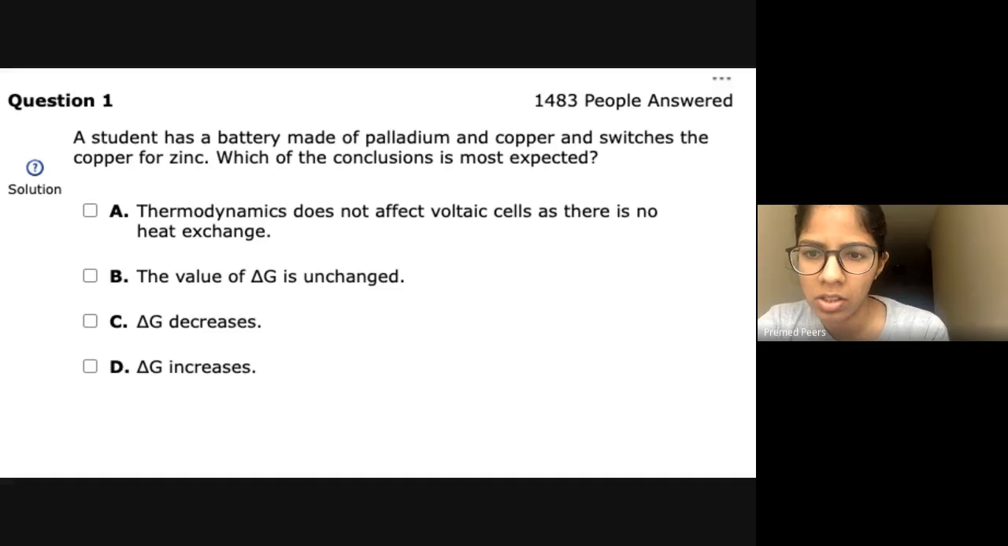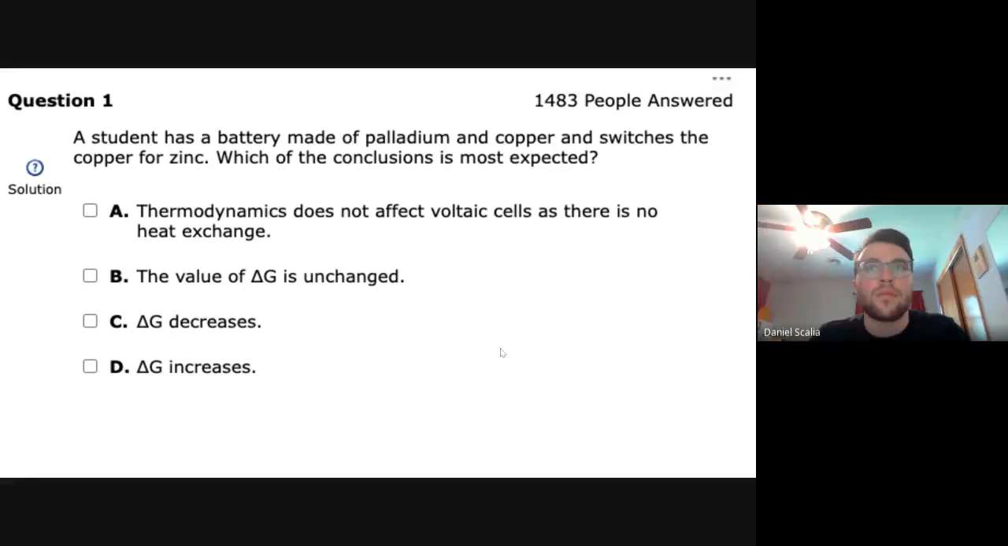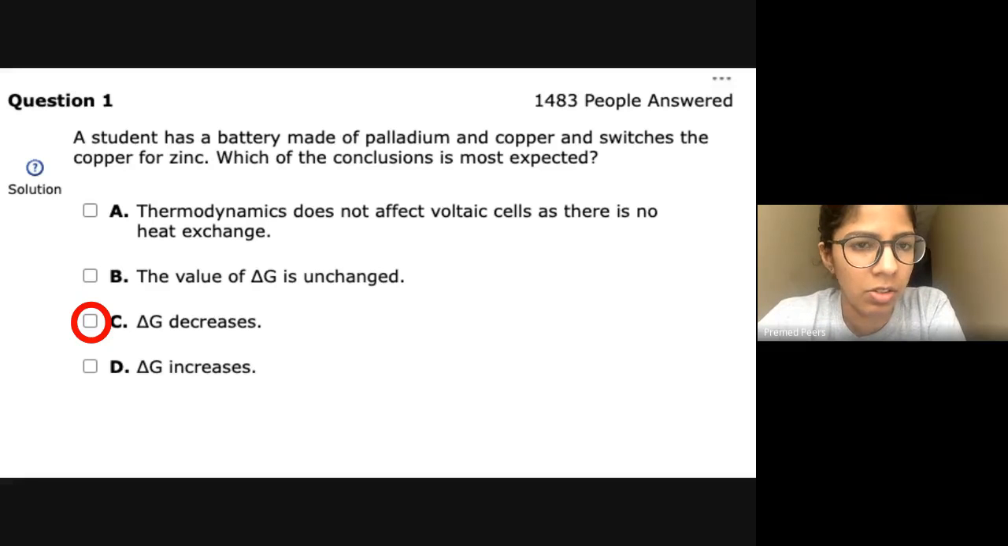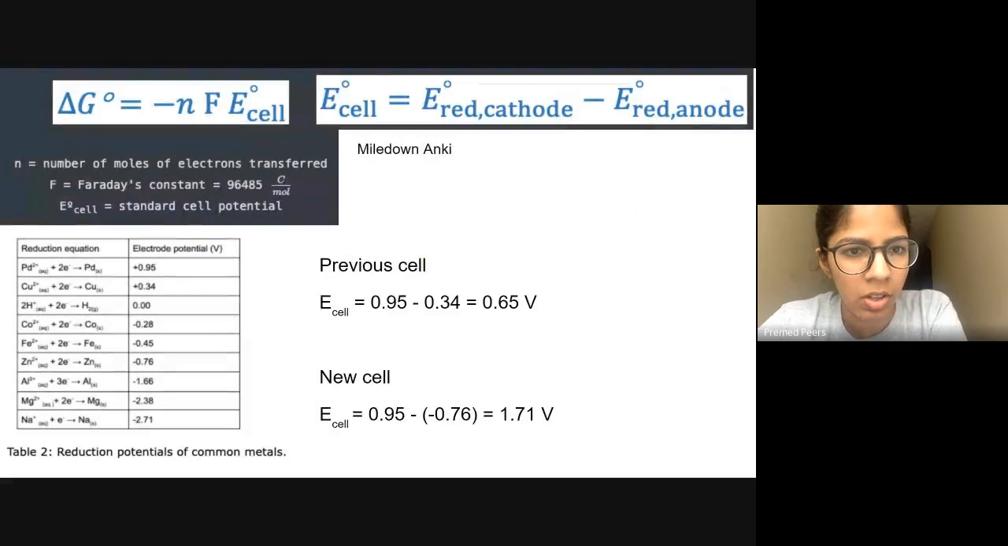Did anyone else get the answer? Okay. All right, so because no one else has put the asterisk in, we're going to go ahead and explain the answer, but C is correct. You can go on to the next slide, Daniel. There should be an explanation.